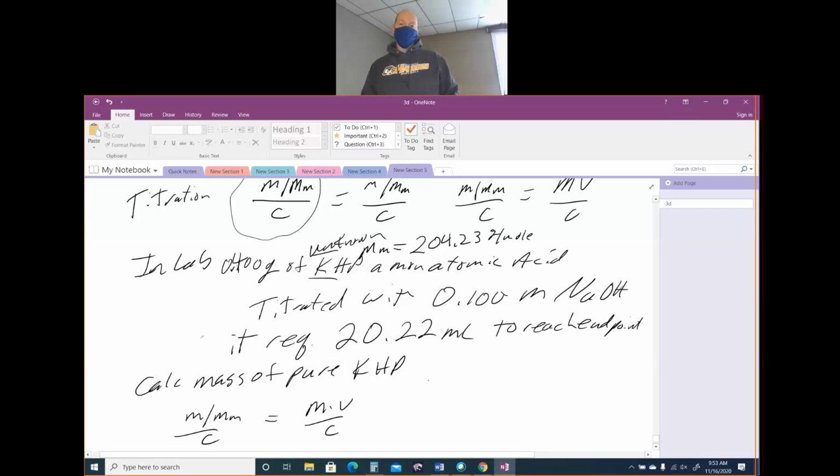The balanced chemical reaction is KHP plus NaOH goes to NaKP plus H2O. Everything is 1 to 1, so your coefficients are all 1. So your mass divided by 204.23 is equal to your 0.1 molar times the volume. And here's where most of the errors occur: this has to be in liters.